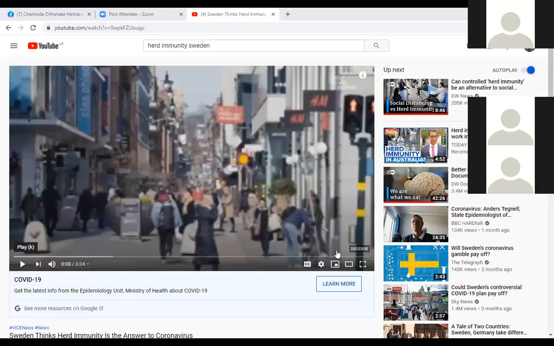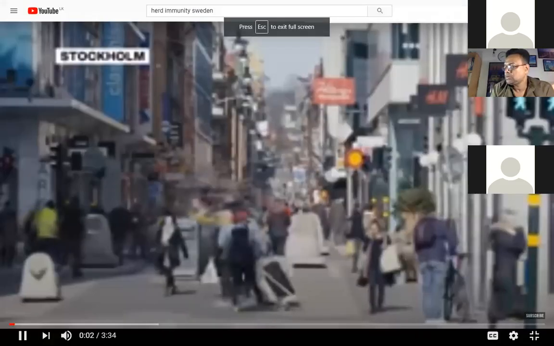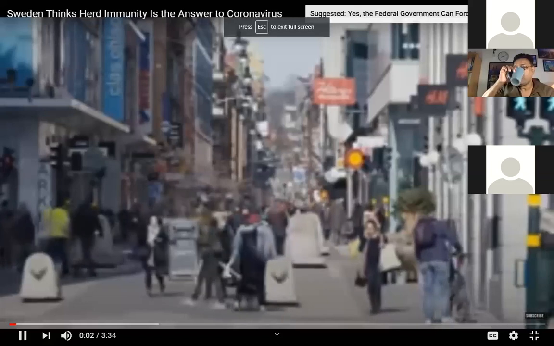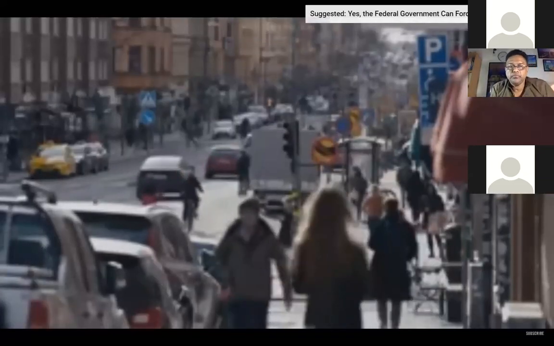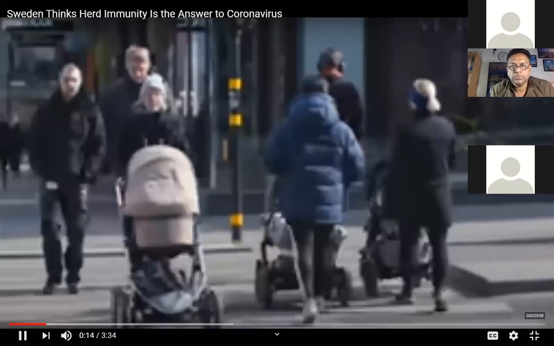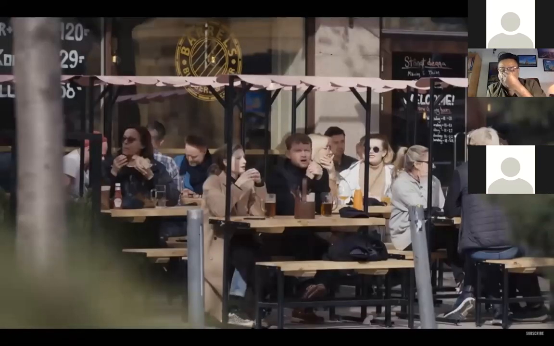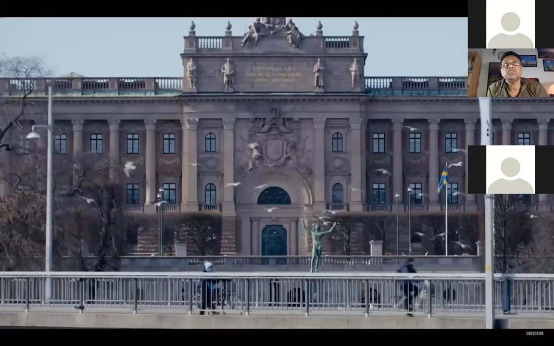The streets of Stockholm don't look all that different from how they did before the pandemic started. As countries around the world are trying to flatten the curve through lockdowns, Sweden has gone in the opposite direction, avoiding drastic restrictions on public life. Social distancing is recommended, but with schools and businesses still open, the government is reporting thousands more coronavirus cases and more deaths than neighboring countries.